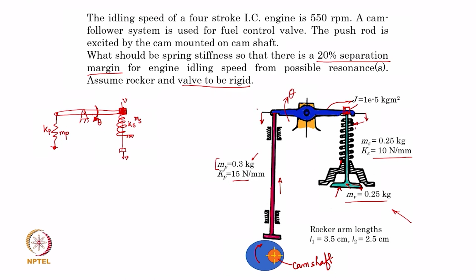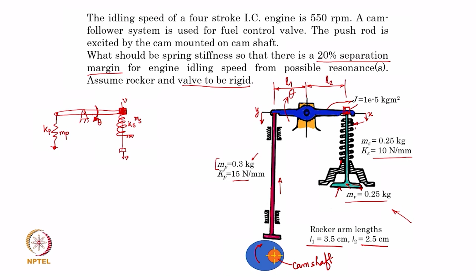So, even if we consider the motion here as y and here as x, they are connected to theta. Based on the lengths of these rocker arms, if I call this L1, which of course is given here, and this length L2, the rocker has these two arm lengths L1 and L2.